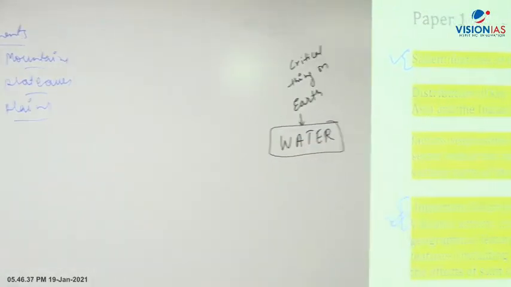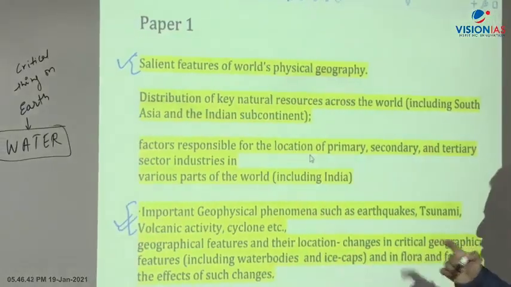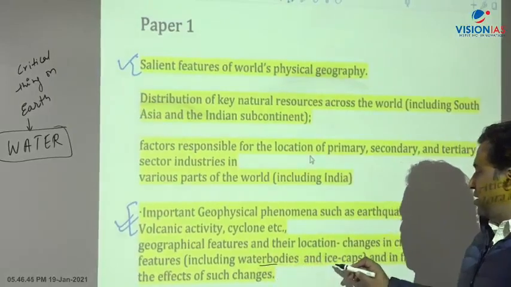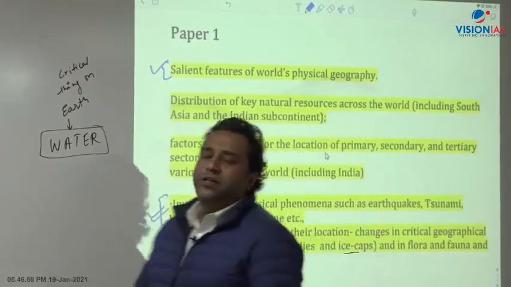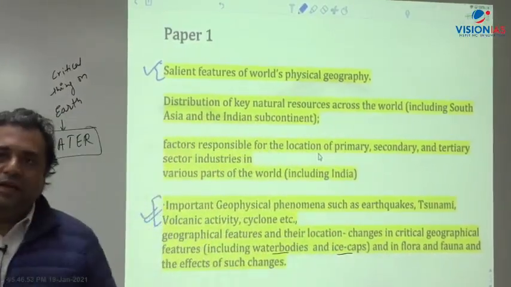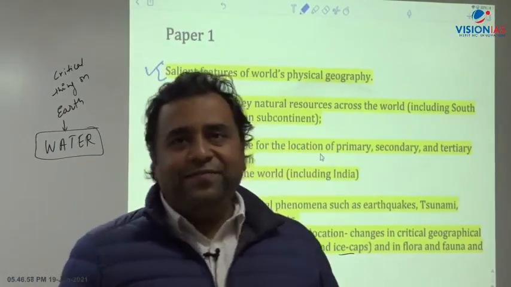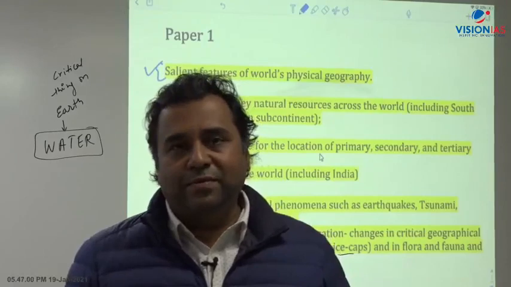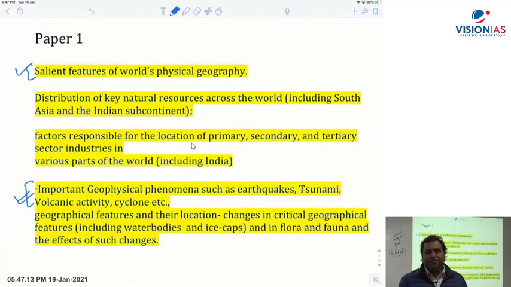So please see, location changes in critical geographical features such as water bodies and ice caps. These two things are very critical on the earth because they are the reason of us being around, right? Life is there on the earth because of water. If water was not there on earth, life wouldn't have been possible the way we are, right? Don't say, sir, there could have been microbes. I'm not talking of microbes. Microbes could not have prepared for UPSC.